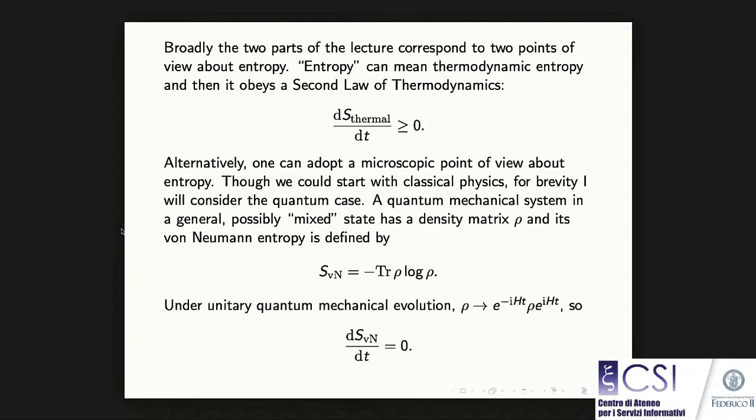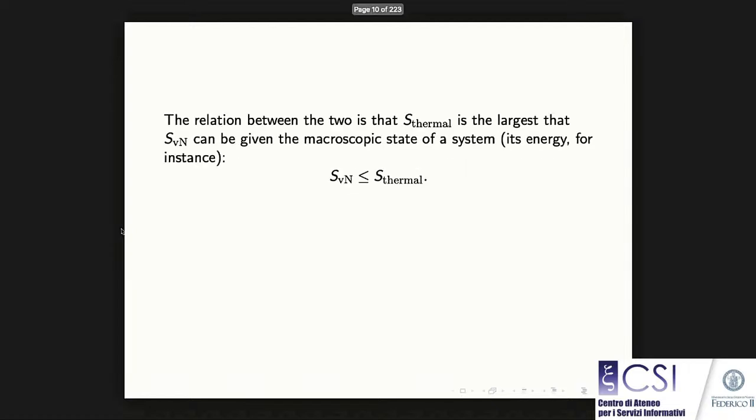Now, under unitary quantum mechanical evolution, the density matrix is conjugated by a unitary operator, so the von Neumann entropy doesn't change. So the thermodynamic entropy obeys the second law, it increases, but the von Neumann entropy is constant, at least for an isolated system. The relation between the two is that the thermal entropy is the largest that the von Neumann entropy can be given the macroscopic state of a system. For example, if you specify observables that you can see macroscopically, like the energy, charge, and maybe density of a system and so on, the largest von Neumann entropy it can have given the macroscopic state is the thermodynamic entropy. But the actual von Neumann entropy might be much less.